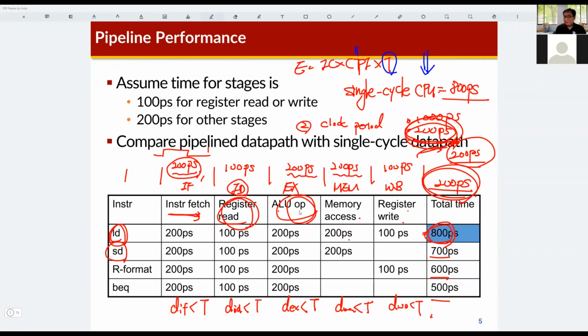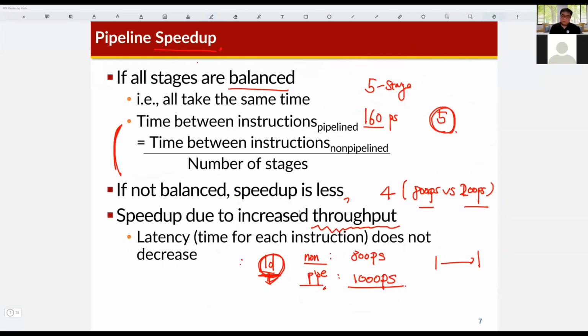Ideally the CPI is 1, but in today's class, we will learn about the hazard. Because of the hazard, the CPI of a pipeline processor is actually larger than 1. But usually for an ideal pipelining design, the CPI is also 1, and then the clock period is reduced. That means the performance can be improved.